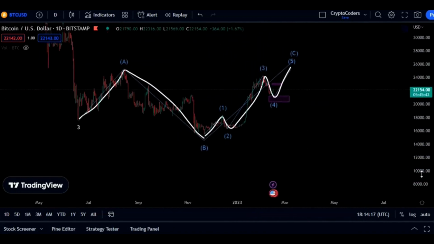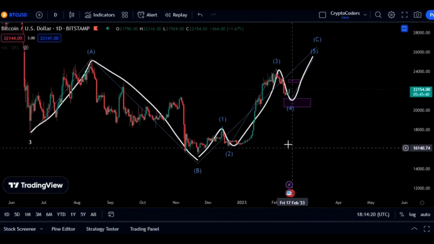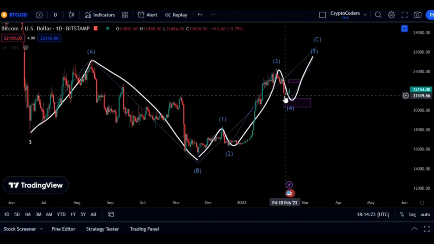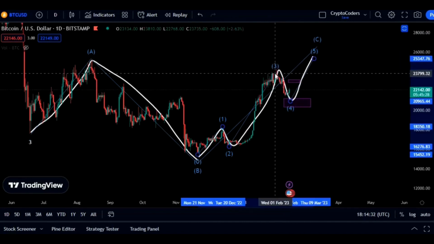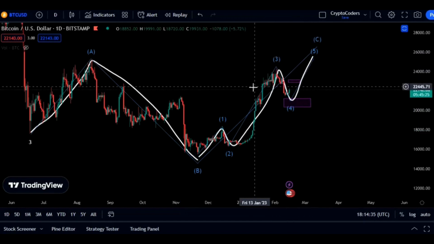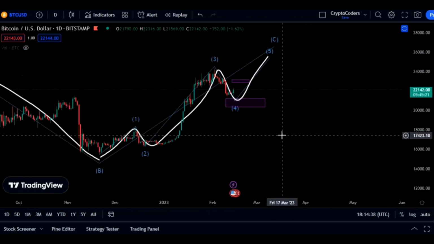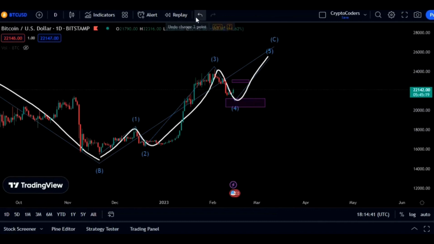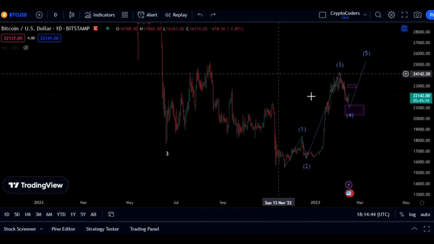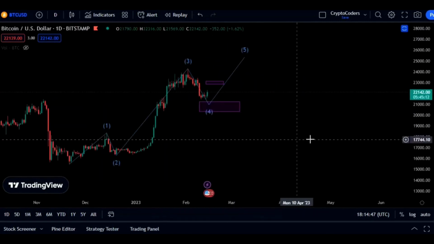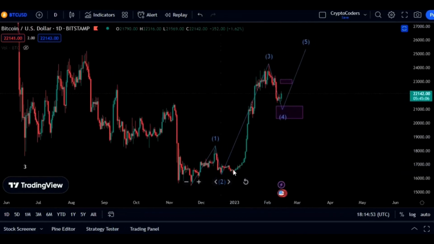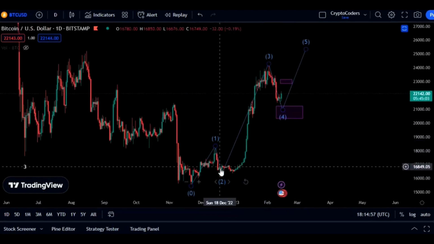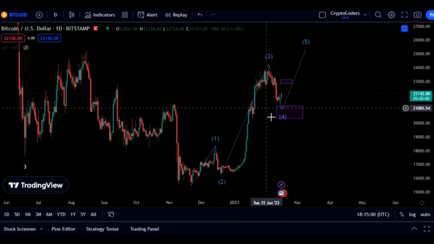So even in this scenario, after our wave 4 retracement, we should have our fifth wave up. That should go above this wave 3 high. So this could be a potential trade setup. This could be a potential trade setup in the bearish scenario, in which we are looking for 5 waves up for the completion of wave C.